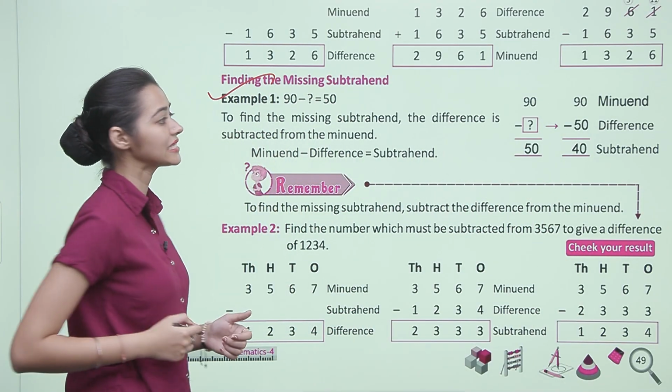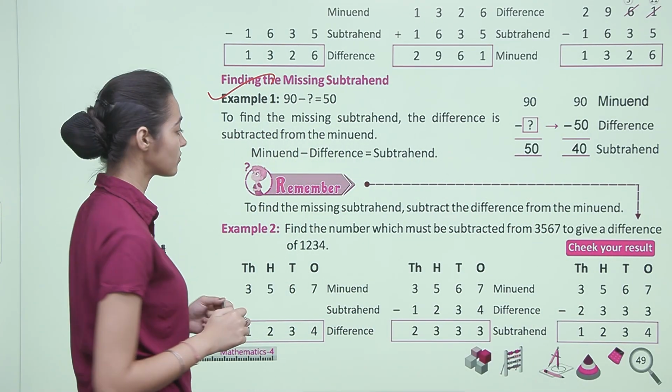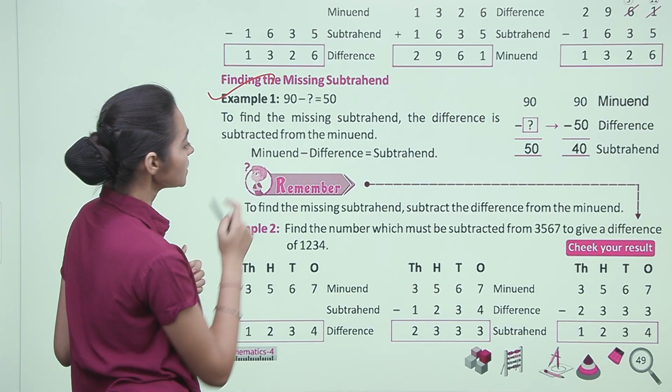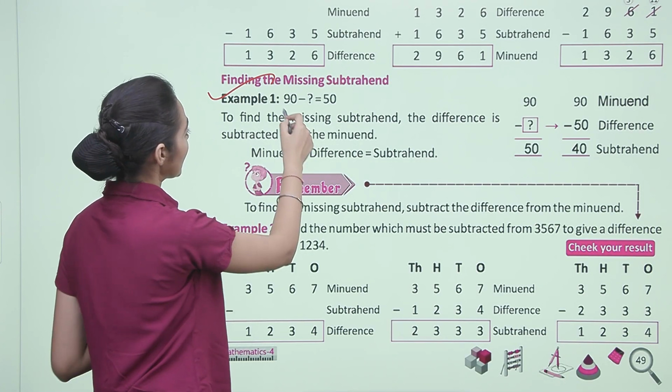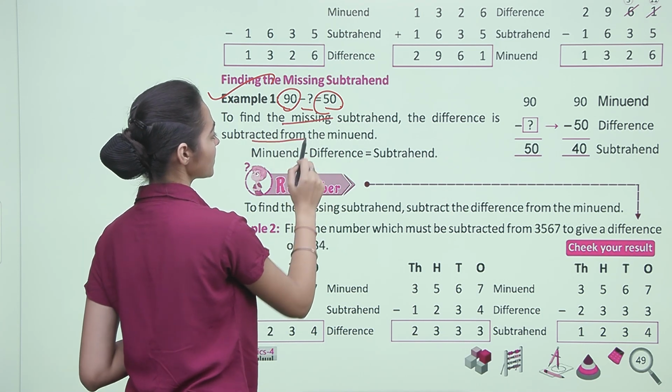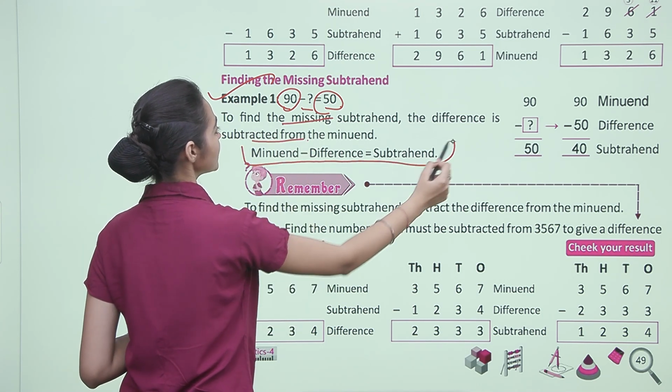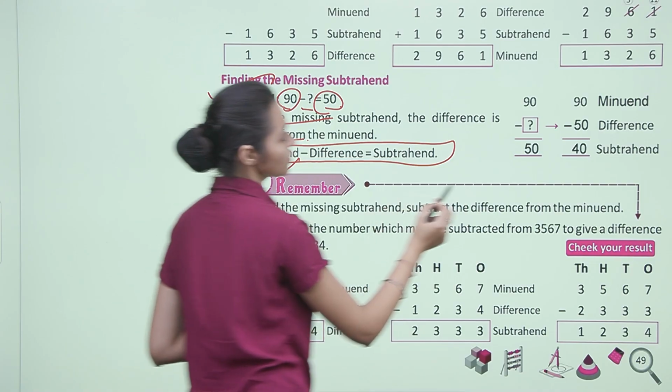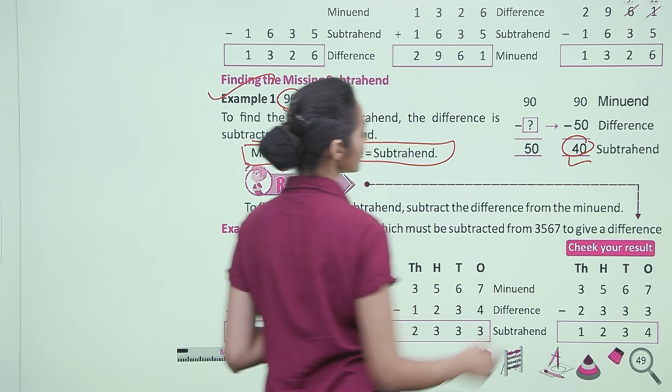Now finding the missing subtrahend. In example number 1, we have to find it. Now in this one, firstly 90 minus which gives us 50. To find the missing subtrahend, the difference is subtracted. Minuend minus difference is equal to subtrahend. So 90 minus 50, that means 40 is our subtrahend.